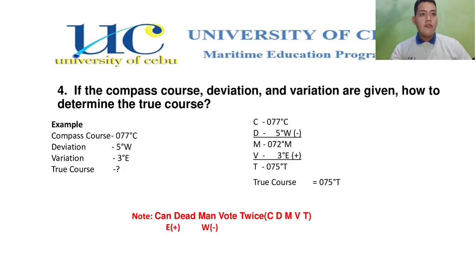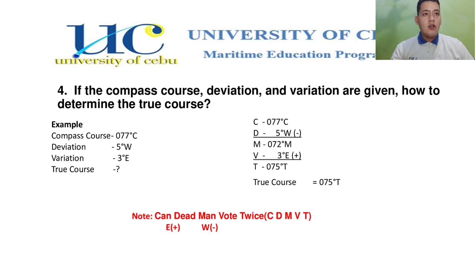Question number 4. If the compass course, deviation, and variation are given, how do we determine the true course? To get the true course with these values given, we need to use the correcting method, CDMVT, also known as Can Dead Men Vote Twice. We have our example below.